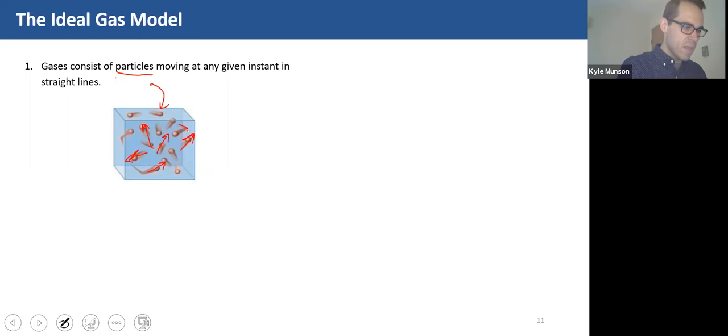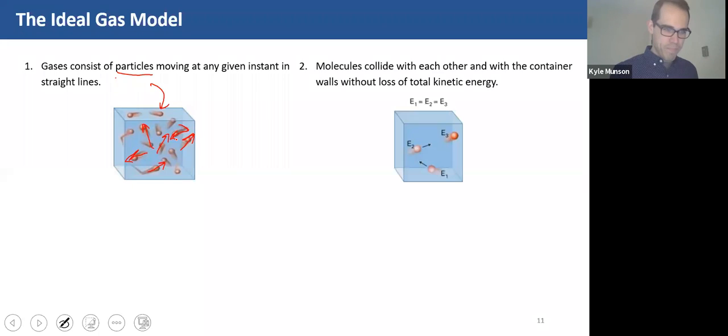Maybe they hit the wall of the container and then they bounce off, but that's a straight line that's illustrated here at any given instant. When you look at the gas, it's moving in a straight line. It's not zigzagging all over the place. So contrary to what my drawing would say, gases are moving in straight lines at any given instant.